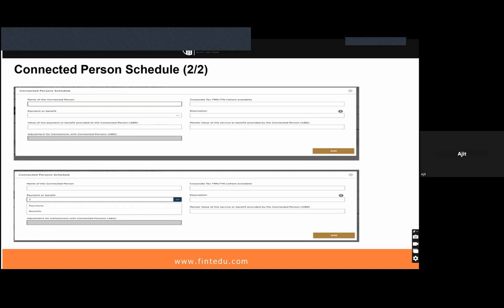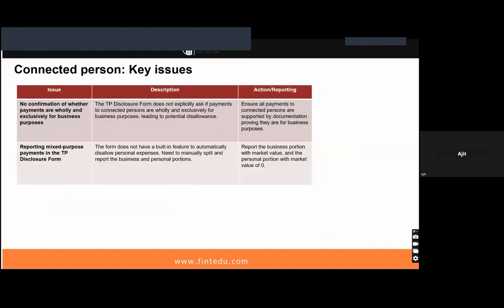Ideally, there should be confirmation whether the payment to the connected person is wholly and exclusively for business. If not, there should be an adjustment. And whether it is arm's length or not? Arm's length means that if your book value and the arm's length value are the same, then there is no need of adjustment. So this specific point is not covered in the disclosure form. Hope we'll get the clarity.